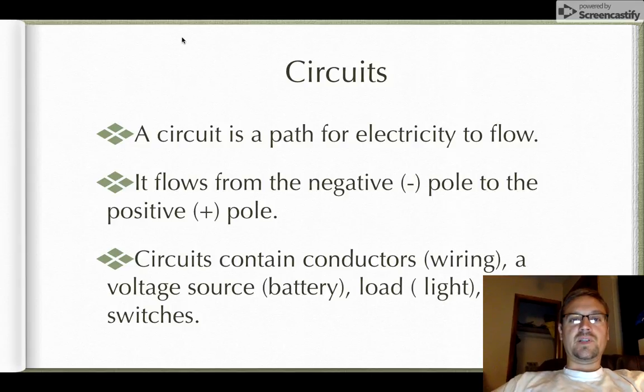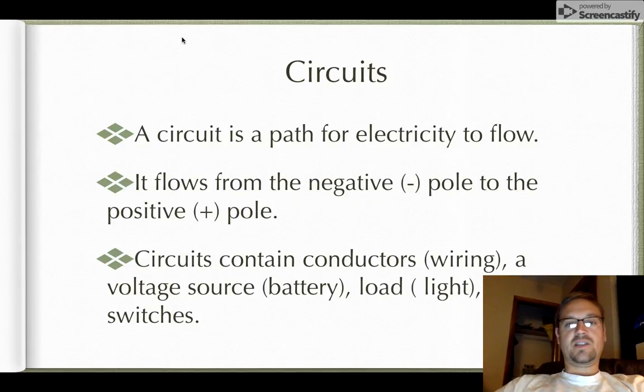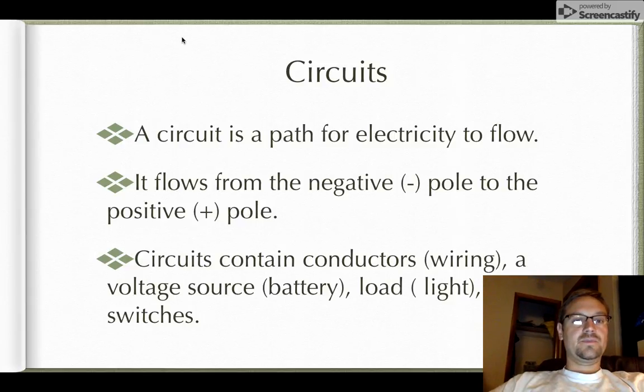Let's kind of finish this with talking about circuits. A circuit is just a path for electricity to flow. So it's a series of conductors. You have some sort of power source, and you have loads, lights, motors, heating elements, things like that, and usually a switch to turn the circuit on and off. The current inside of the circuit flows from negative to positive. The voltage inside of the circuit flows from positive to negative.